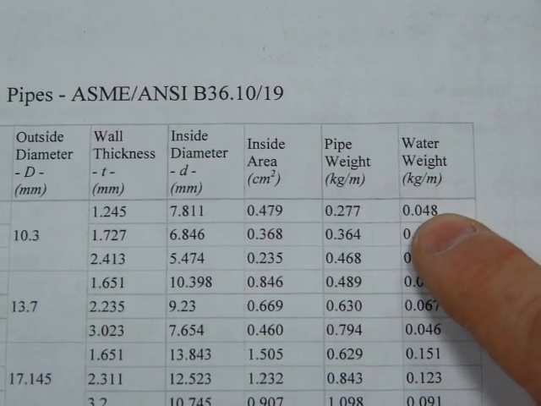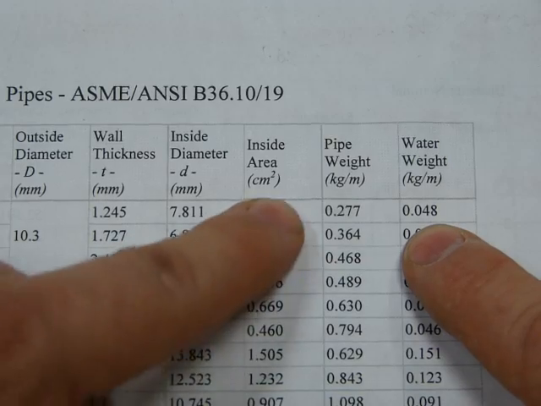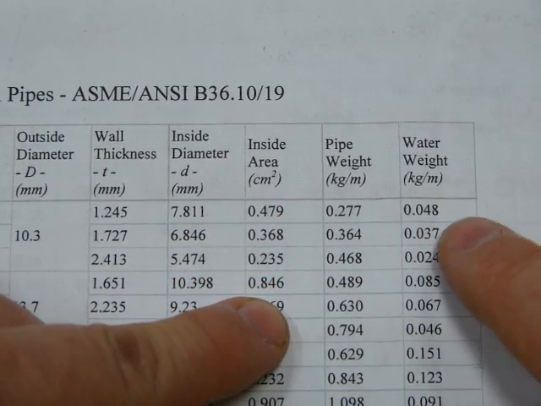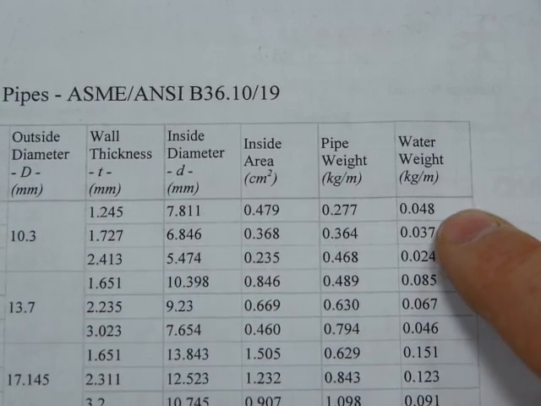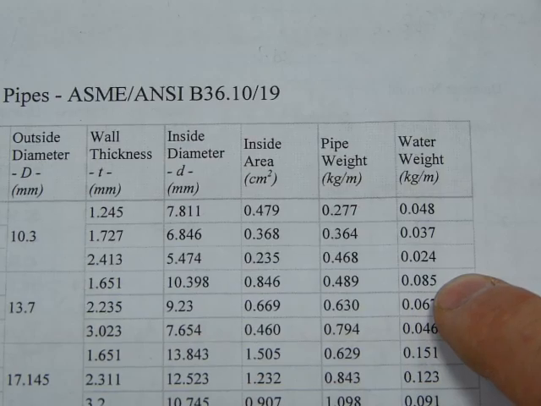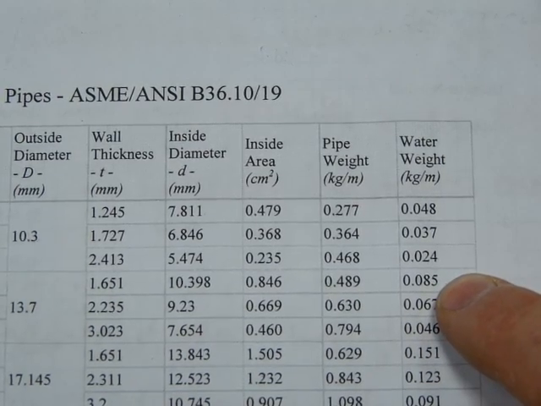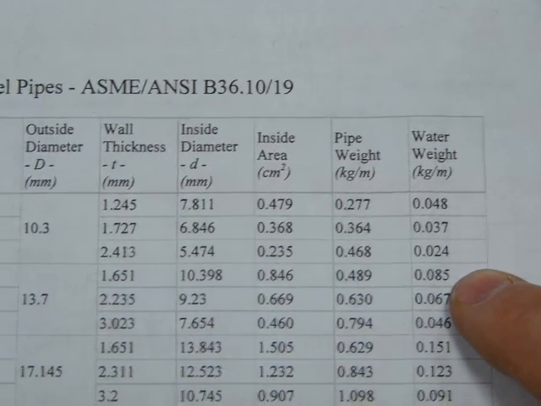And you can see that as the wall thickness is increasing and the area inside is decreasing, the weight of water that can fit into a pipe is less and less and less because there is less and less space for the water inside the pipe. So that's how to make sense after these headings.